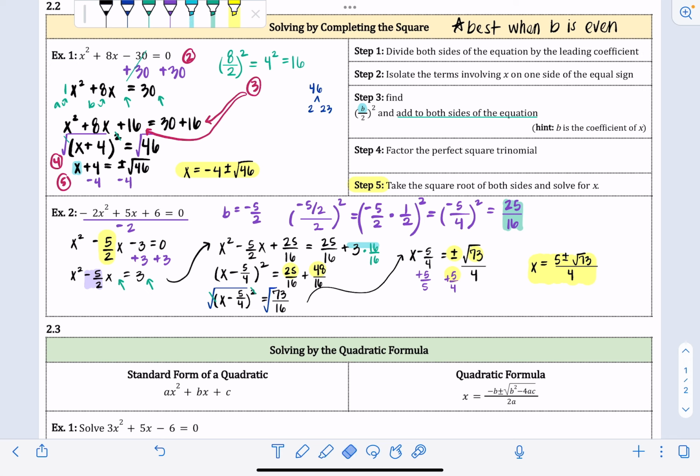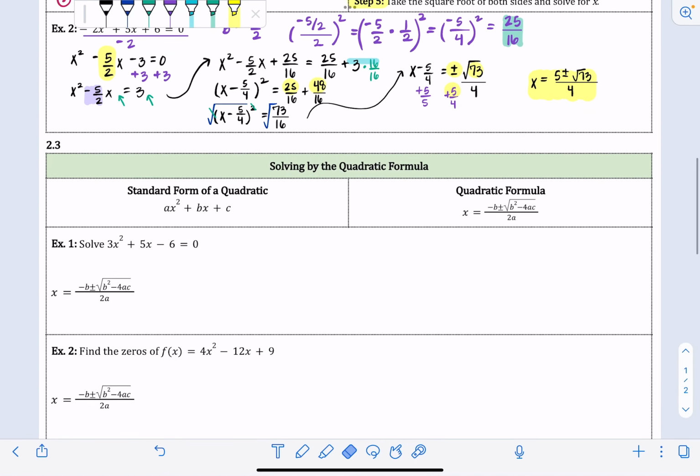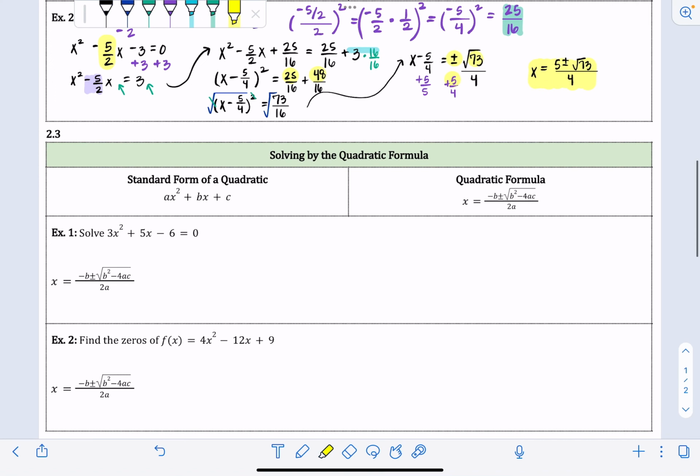Okay, so moving on to the quadratic formula. So we learned it, we may love it, we may hate it, I don't know. But the quadratic formula is x equals -b plus or minus the square root of b squared minus 4ac all over 2a. And then we do need to remember what standard form of a quadratic was.